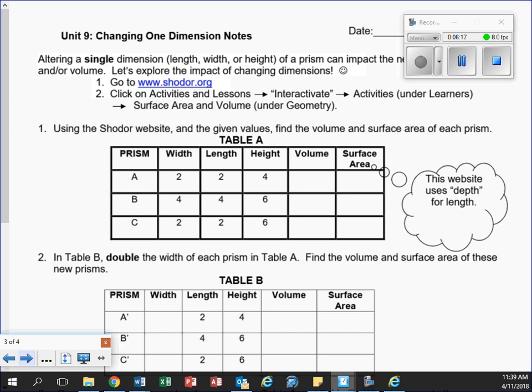What is Shodor? Shodor is a website we're going to use to explore the dimensions of a rectangular prism and how changing a dimension on a rectangular prism can affect the volume and the surface area. Okay, so you're going to follow along on this one. I want you guys to go to Shodor.com, and we'll come out of here. And you guys will have this on your packet. So open up your packet to this page.